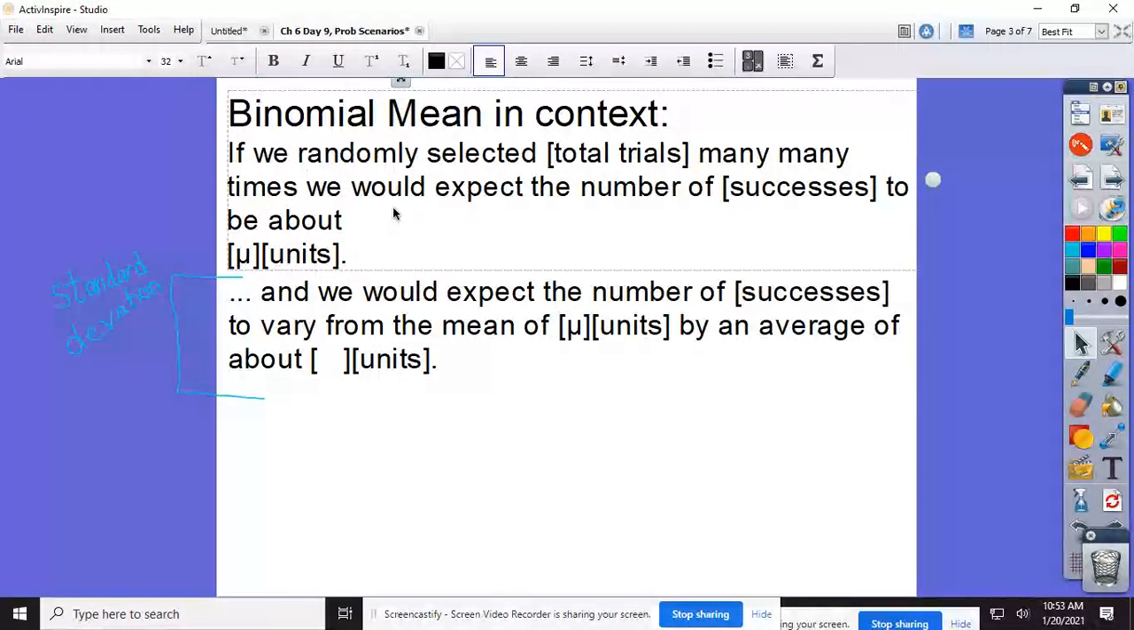So we do it a certain number of times, but we're repeating that entire 8-time process many, many times. Because if we repeated it once, we just have an answer. So if we did it over and over, what would we expect it to be? And instead of writing a completely separate sentence for standard deviation, I'm just putting it together as a continuation of that sentence, but I'm going to write it separately so that the top part is the interpretation of mean, the bottom part is the interpretation of standard deviation.